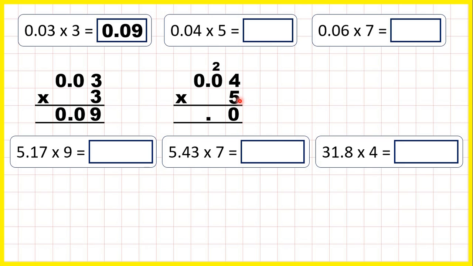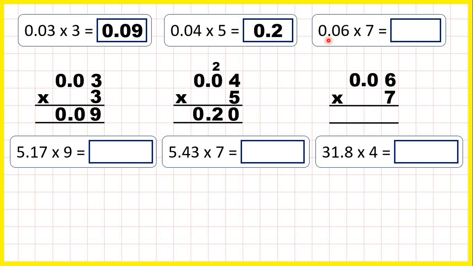Now 0 times 5 is 0, but we need to add the 2 above, so 0 plus 2 is 2, and now 0 times 5 is 0, so we get 0.20, but we can just write that as 0.2 because we don't need to include zeros if they're on the end of decimals. All the 0 here tells us is that we don't have any hundredths, but 0.2 tells us that as well. It's not wrong to write 0.20, but usually we don't include zeros if they're on the end of decimals.